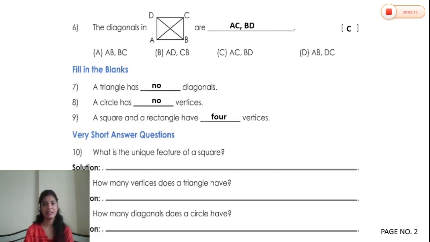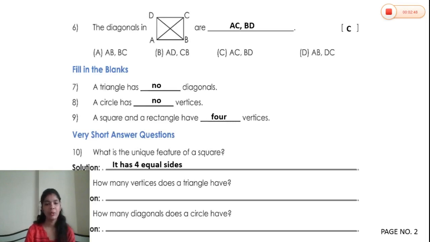Very short answer question. Question number 10. What is the unique feature of a square? Now here we have the square. Tell me, what is the unique feature in that? If you observe, in a square all sides are equal. So this is the very unique feature about the square. So it has 4 equal sides.